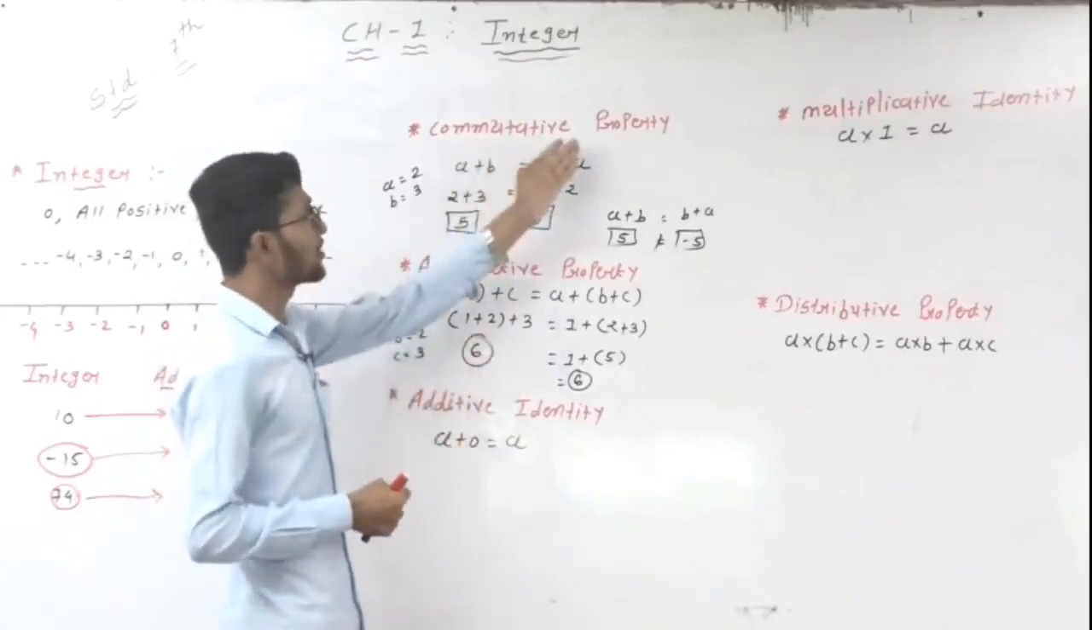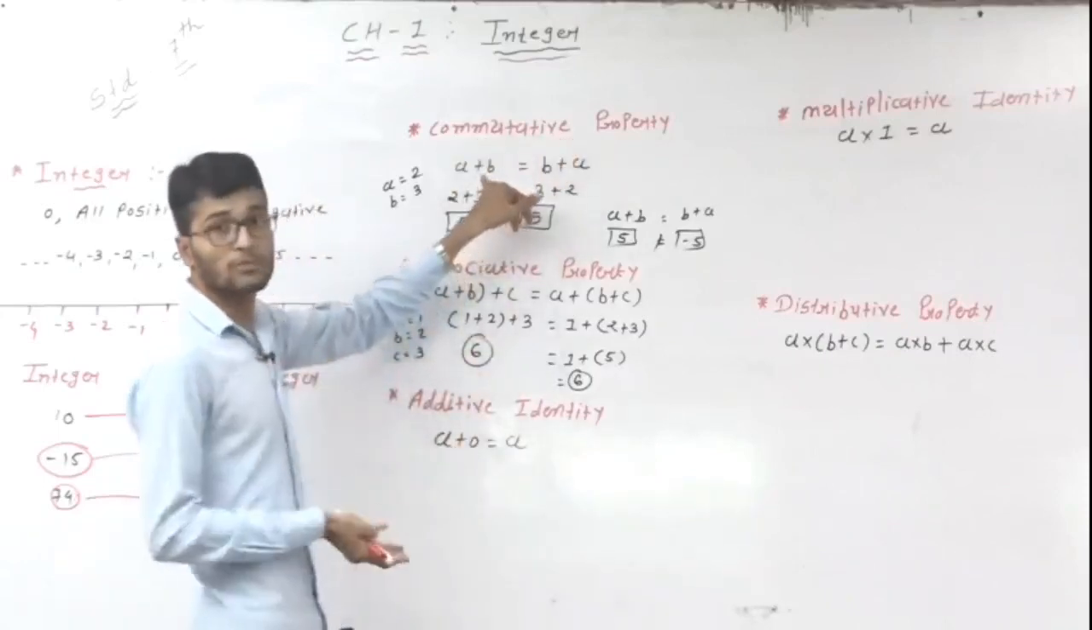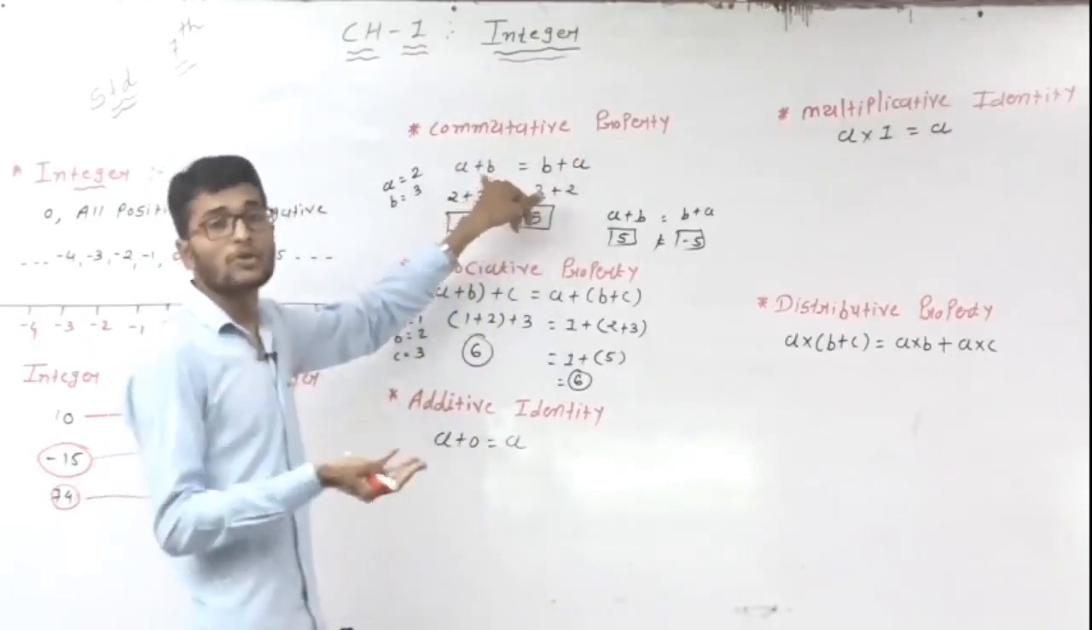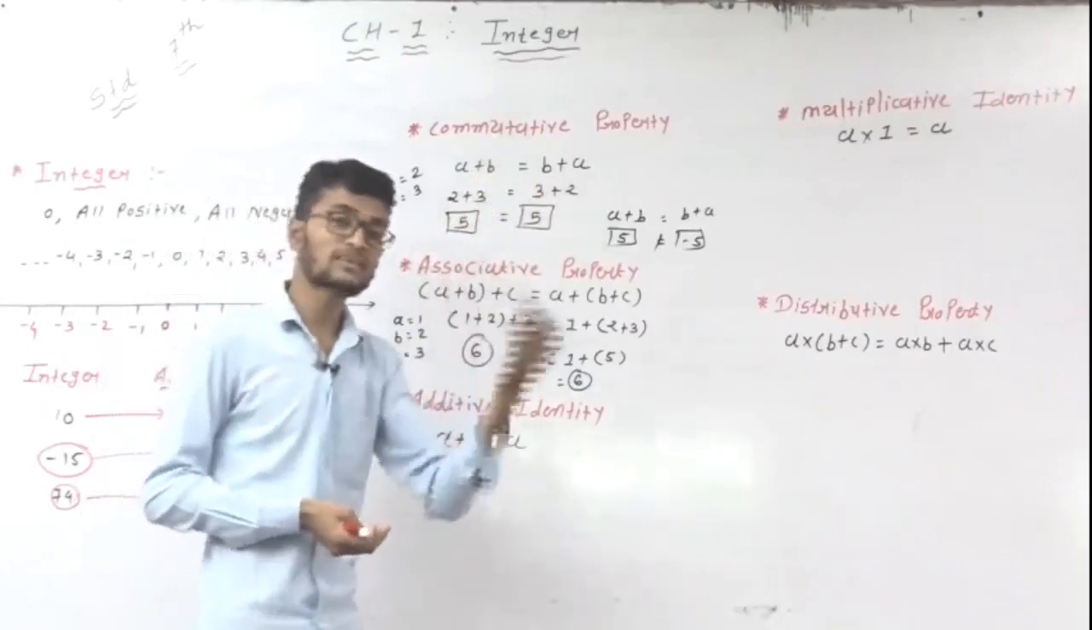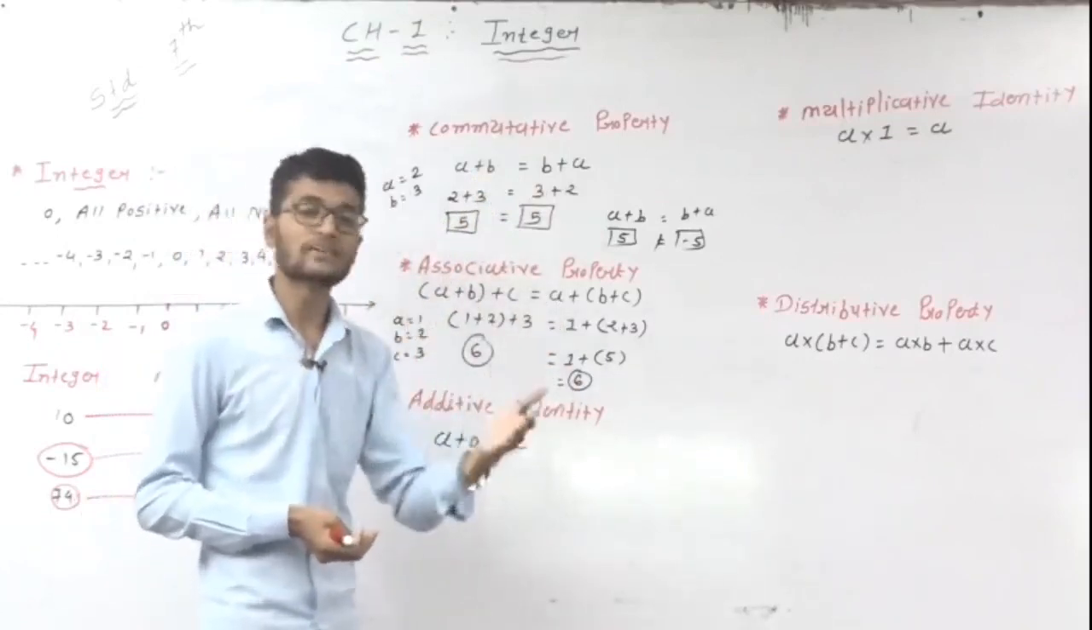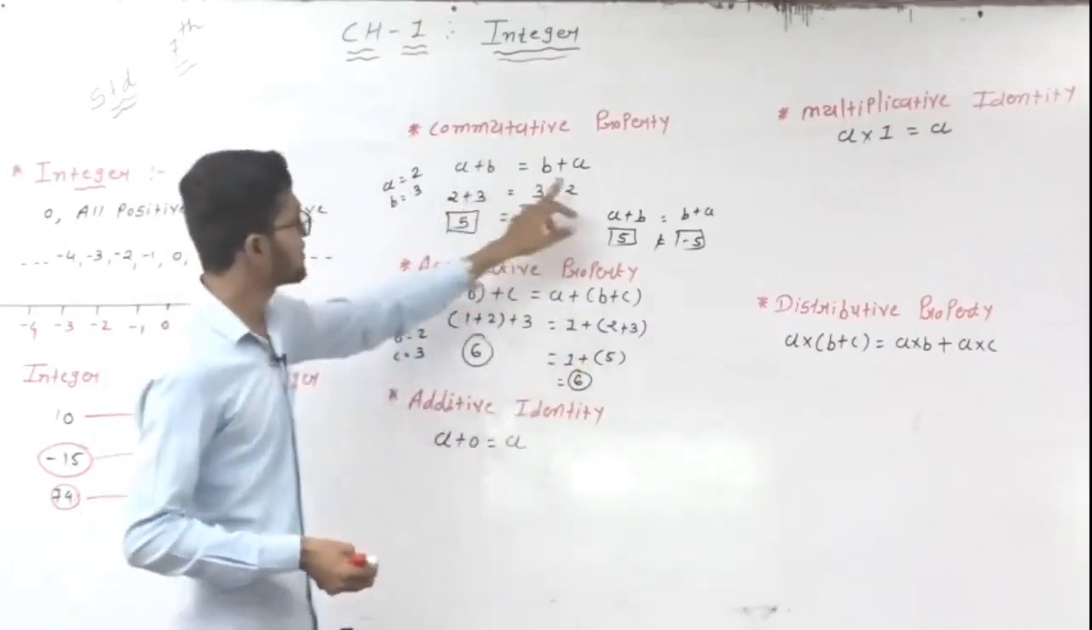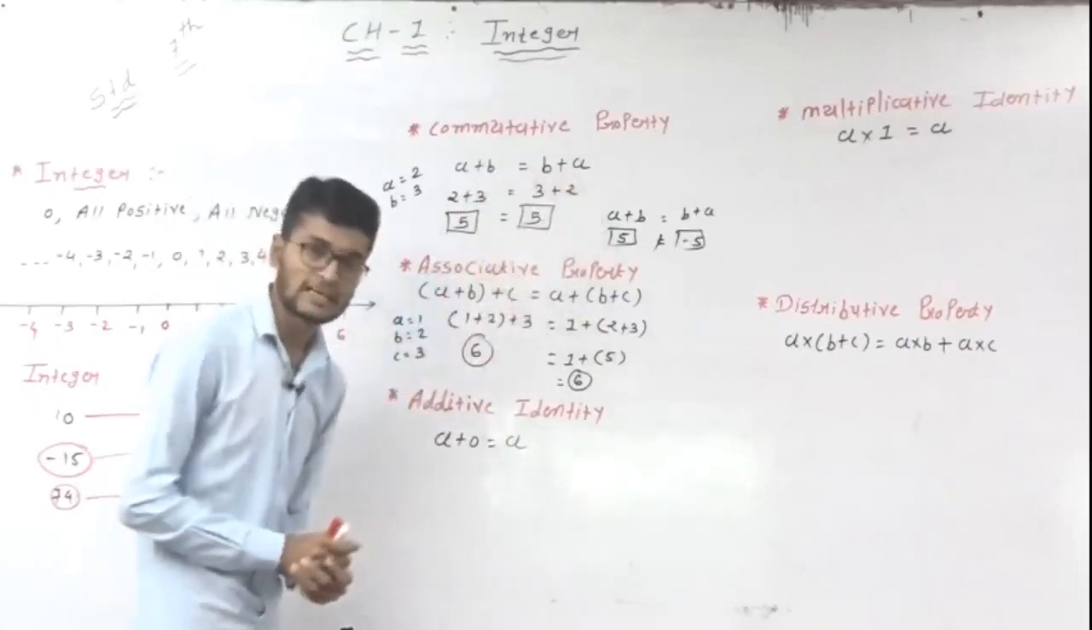Here same for the commutative property. Addition means commutative property for addition, subtraction to commutative property for subtraction, multiplication हो तो commutative property for multiplication, division हो तो commutative property for division. Right? Here the example लेने के लिए मैंने यहाँ पे plus का use किया है.